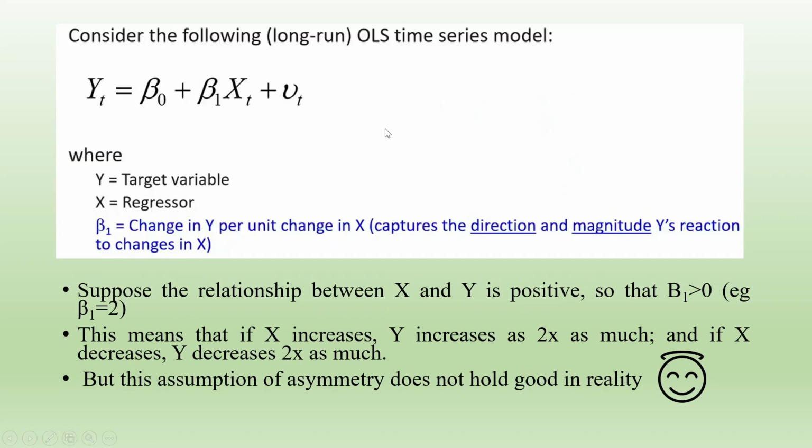Consider the following long-run OLS model. So yt is equal to beta 0 plus beta 1 xt plus the error term, where y is the target variable and x is a regressor, which means the change in y per unit change in x. This captures the direction and the magnitude of the effect of x on y. Suppose the relationship between x and y is positive, so that beta 1 is greater than 0. Example, beta 1 is equal to 2. This means that if x increases, y increases 2 times as much. And if x decreases, y decreases 2 times as much. But this assumption of symmetry does not hold good in reality.